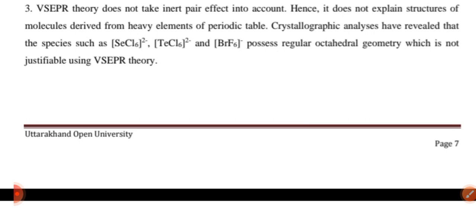Crystallographic analyses have revealed that species such as selenium hexachloride 2 minus, tellurium hexachloride 2 minus, and bromine hexafluoride minus possess regular octahedral geometry, which is not justifiable using VSEPR theory.